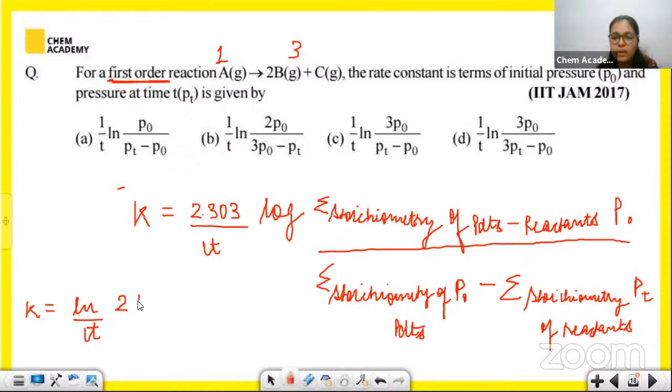2 P0 divided by the stoichiometry of products into P0. What is the stoichiometry of products here? It is 3. So it will become 3 into P naught minus stoichiometry of reactants into PT. The stoichiometry of reactant here is 1. So it will become 1 into PT. I don't have to write it. So the correct answer, you can easily see here, would be B.